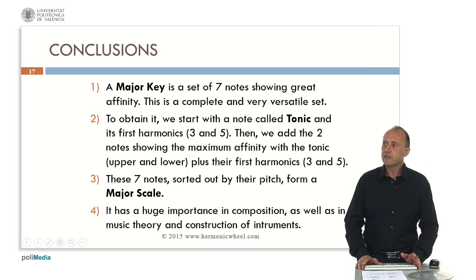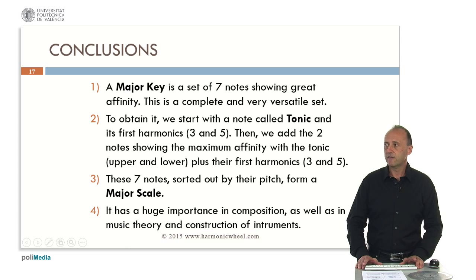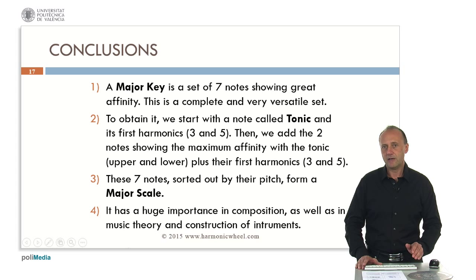As conclusions, a major key is a set of 7 notes showing great affinity among them. This is a complete and very versatile set. To obtain it, we started with a note called tonic and we looked for its first harmonics. Then we went to the most important note from the tonic and looked for its first harmonics.